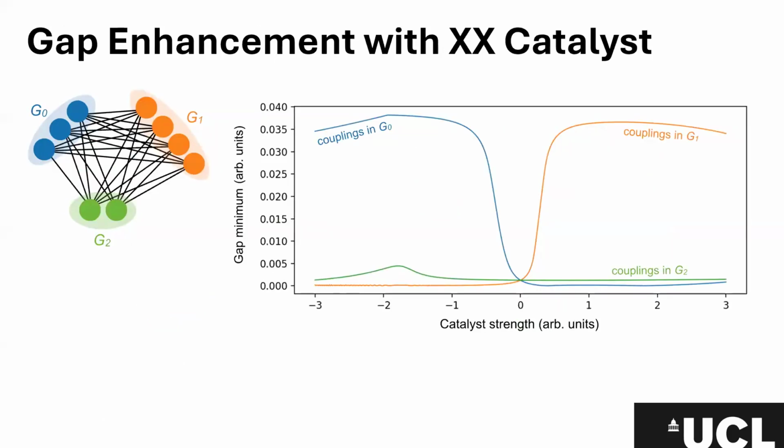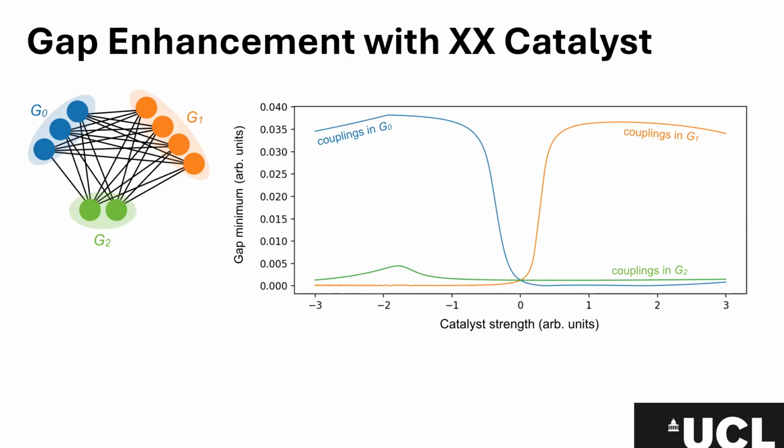Okay, so here's the numerical result, just from diagonalizing the Hamiltonian. We're plotting the minimum gap at any stage during the anneal as a function of the strength of the catalyst, and the different colors correspond to putting the XX catalyst in G0 or G1 or G2 according to the coupling. And you can see this exactly follows what we're expecting from our very simple perturbation theory, at least in the case of the XX catalyst. So if we're putting the couplings in the ground state, we want the sign of that catalyst interaction to be negative. And if we're putting the couplings in the first excited state, we want the sign to be positive. So this exactly matches our perturbation theory.